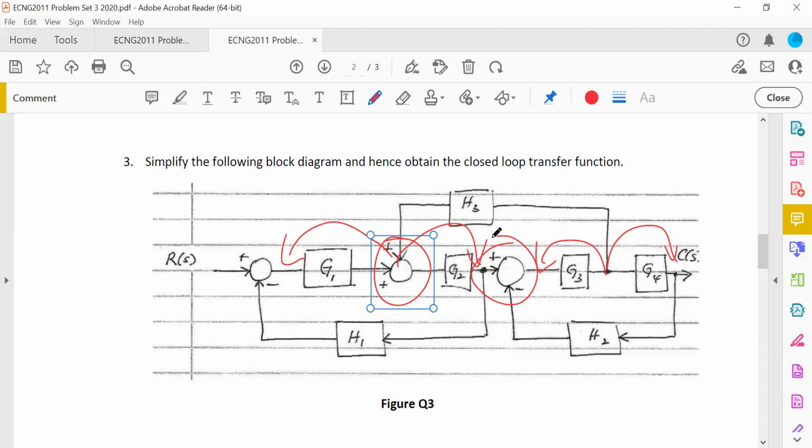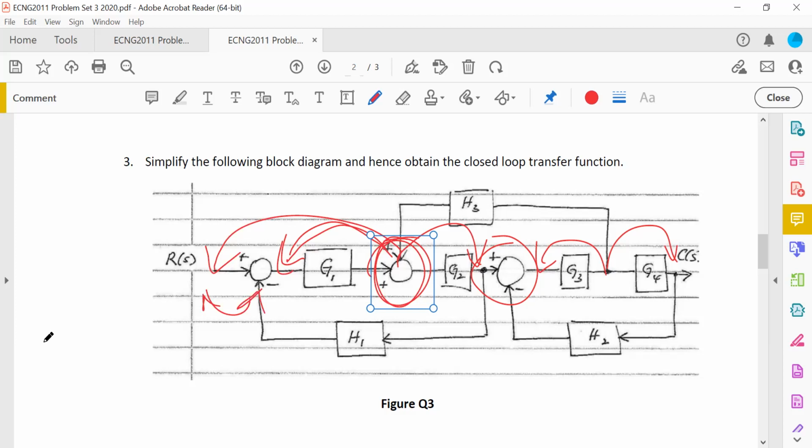What we can do is move the summing junctions before or after blocks, and we can move the takeoff points before or after blocks. The other thing is that summing junctions, for instance, if I took this one here, and I moved it here, I could equally move it here. I could swap the positions of summing junctions.